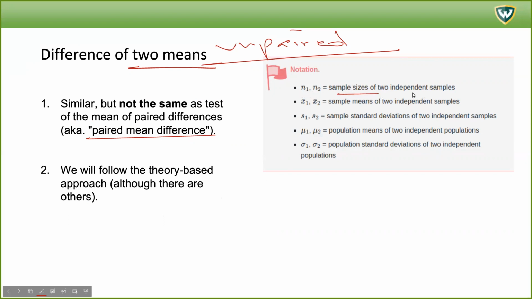N1 and N2 are sample sizes of two independent samples. X bar 1, X bar 2 are sample means of two independent samples. S1 and S2 are sample standard deviations of two independent samples. Mu1, Mu2 are population means of two independent samples, and alpha 1, alpha 2 are population standard deviations of two independent populations.